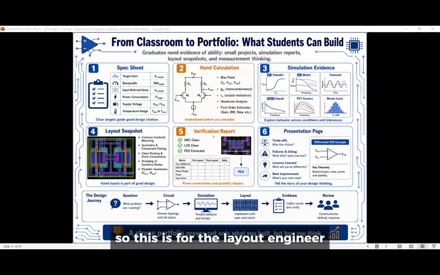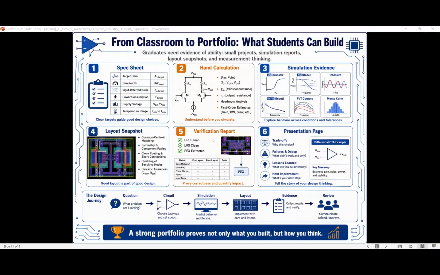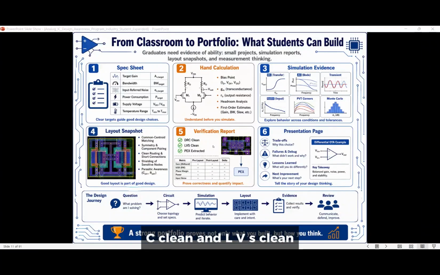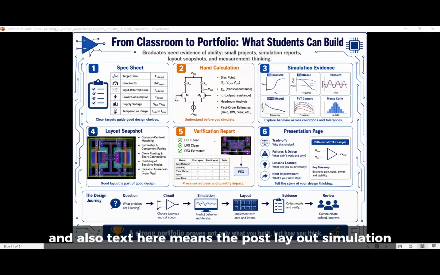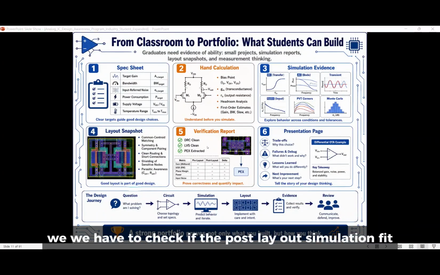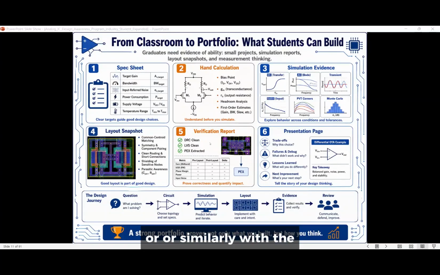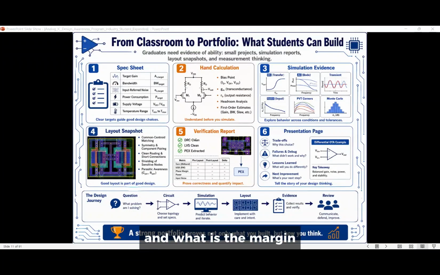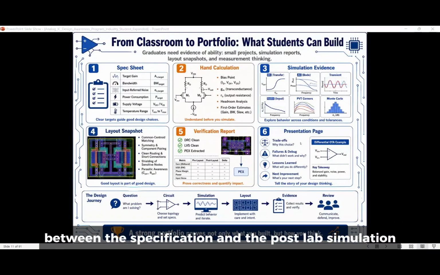Also, the next one, verification report. So this is for the layout engineer to export the verification and negotiate with the design engineer for the DRC clean and LVS clean, and also PEX here means the post layout simulation. We have to check if the post layout simulation fits entirely or similarly with the pre-simulation, and more importantly, after we extract the parasitics, we can still fulfill the specification here. And what is the margin between the specification and the post-layout simulation?